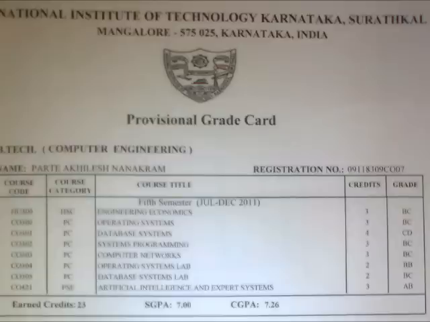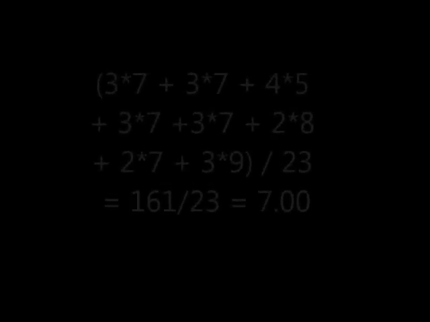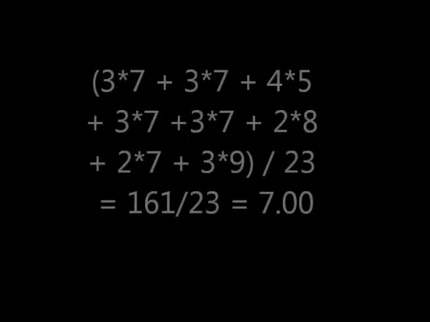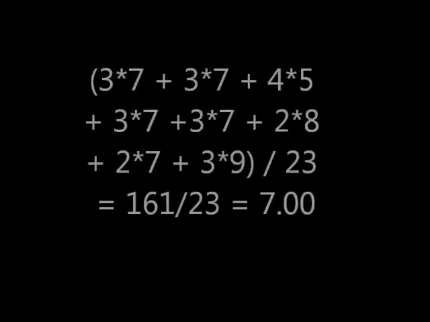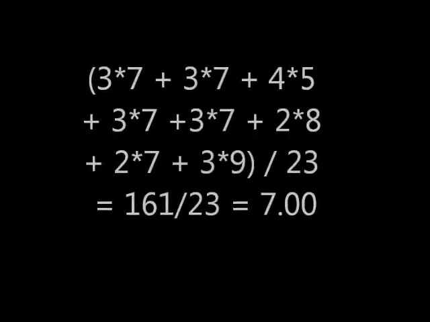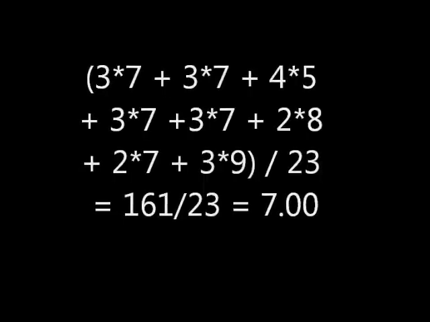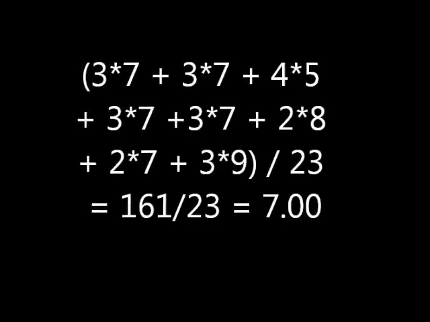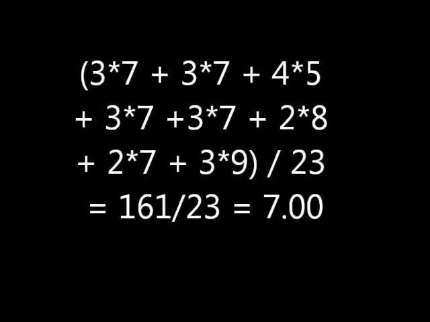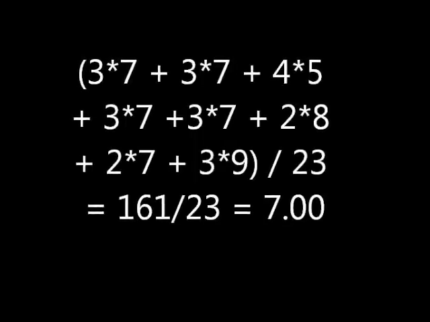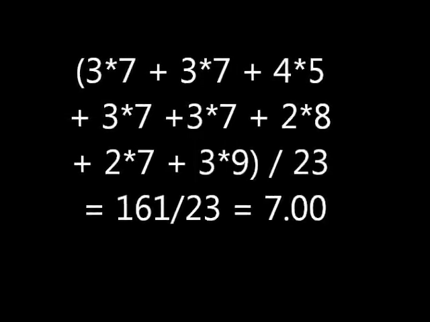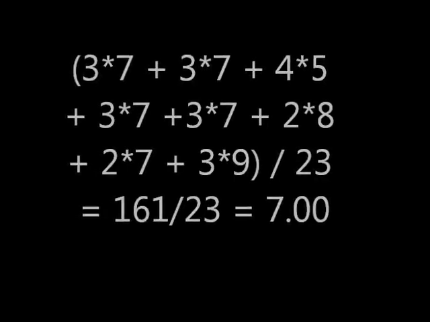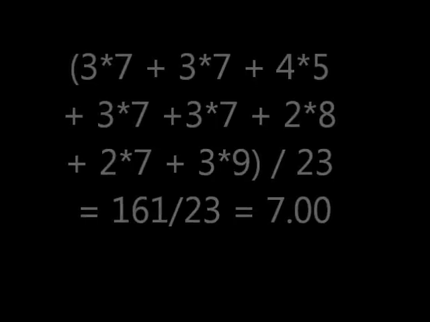Now if we calculate the SGPA with these constant grade points: 3 into 7, where 7 is a constant grade point corresponding to the grade BC as mentioned on the bottom of the mark sheet, plus 3 into 7 plus 4 into 5, where 5 is a constant grade point corresponding to the grade CD, plus 3 into 7 plus 3 into 7 plus 2 into 8 plus 2 into 7 plus 3 into 9, divided by 23. 23 is the total number of credits earned, which equals 161 divided by 23, which equals 7.